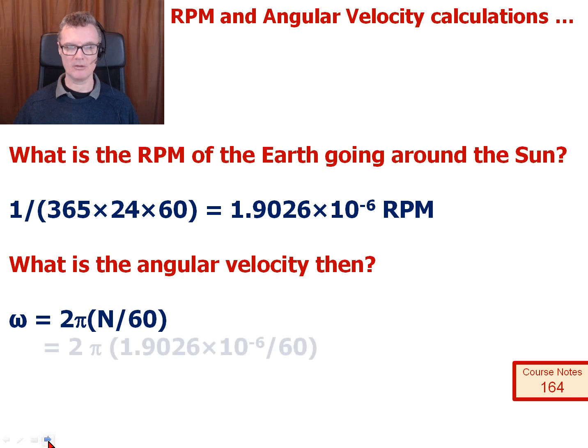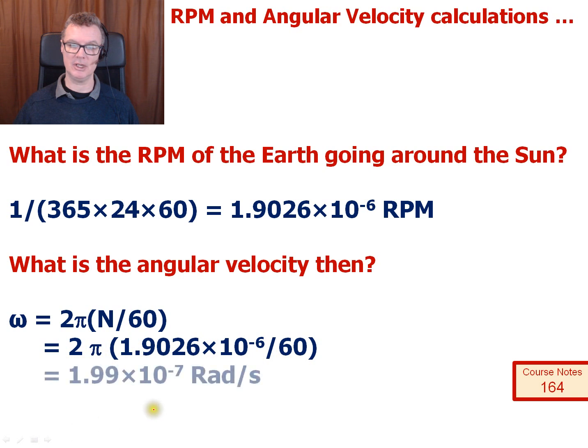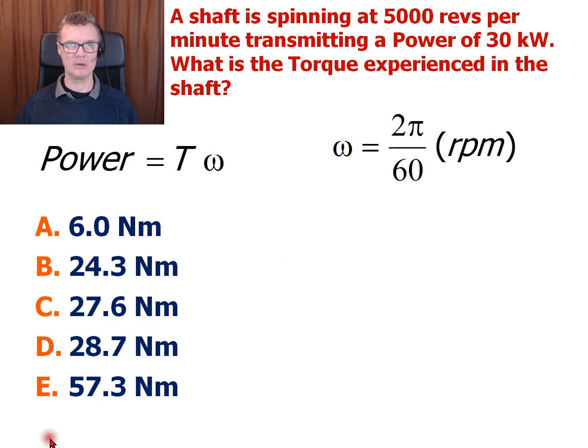So the angular velocity will be our RPM value, divided by 60 to make it in seconds, and multiplied by 2 pi to make it into radians. So angular velocity is radians per second. So we get a smaller number there. We've dropped down by almost 10, haven't we?